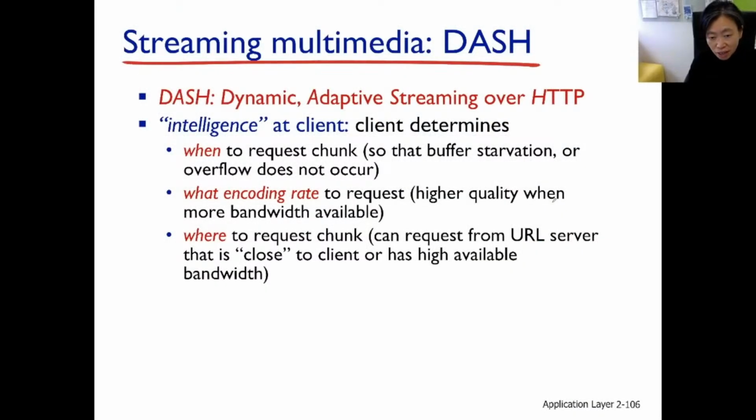When to request the chunk. This is actually the intelligence that is a little bit hard to explain because we did not talk about a very special component in a streaming system. So let's go back a little bit to the architecture. There's the client side and the server side. At the server, we have huge hard disks storing video chunks and allowing clients worldwide to pull the video streams down over the internet.